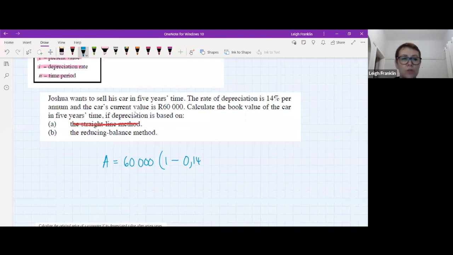0.14. Now, reducing balance depreciation is not compounded more than once a year, okay? And the reason that happens is so that the things that we buy are not worth nothing in a very short period of time. So depreciation is only compounded once a year, so it'll always be annually. And then to the power of our time period, so in this case, it is 5. All right, so we would sub that into our calculator.